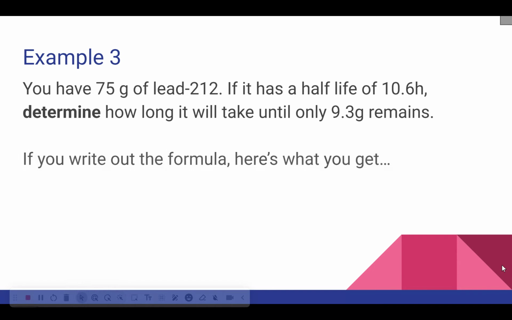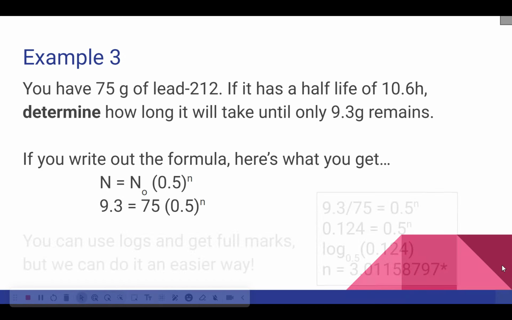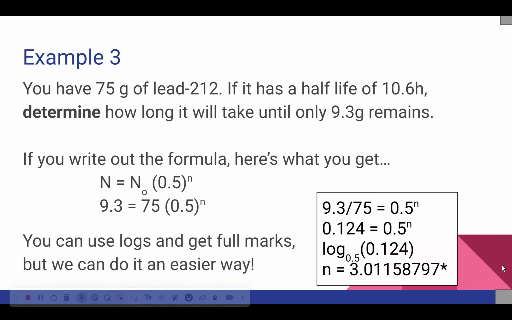Well, if I wrote this out using the half-life formula, it would look something like this. 9.3 is what I'm left with, 75 is what I started with, and I need to find little n, the exponent. Now, the reason why this can be kind of sticky for us is, if you know stuff about math, you know that the only way to solve for little n there is to use logarithms, which, if you set it up with logarithms, you'd start solving it like I'm showing there.